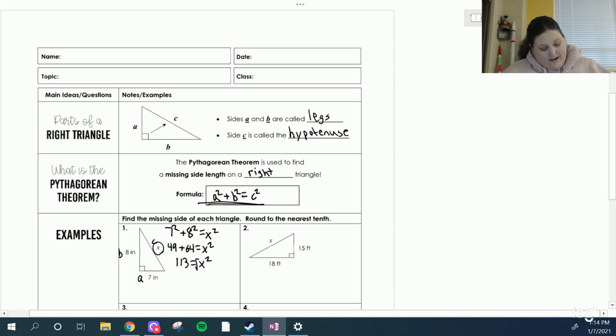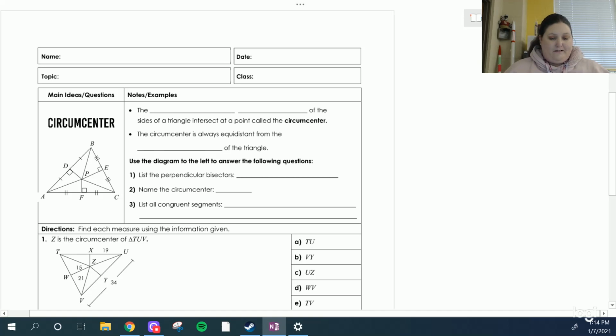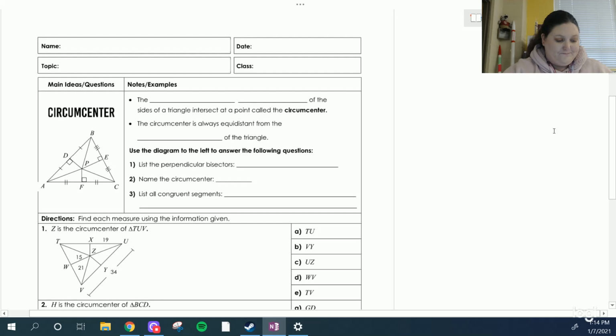And to solve for x, we're going to take the square root of both sides, which gives me x equals the square root of 113. And the square root of 113 is approximately 10.6. So my missing side length here is approximately 10.6. So that's how you use Pythagorean theorem. I'm going to leave the rest of this page to you because it should be a review. If it's not, make sure you ask questions in class and we will go over it.